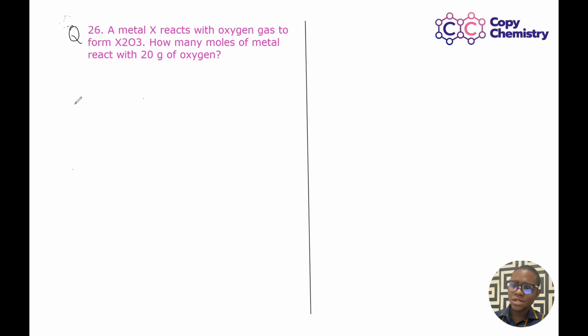A metal X reacts with oxygen gas to form X2O3. How many moles of metal react with 20 grams of oxygen?